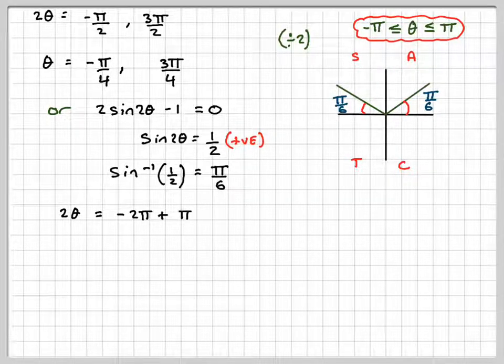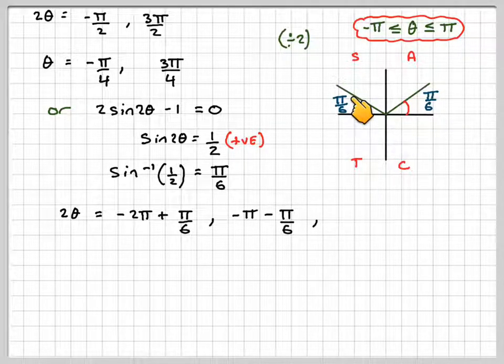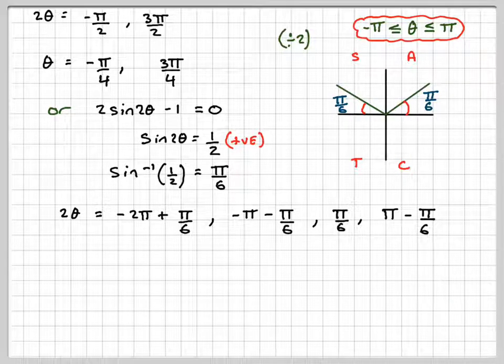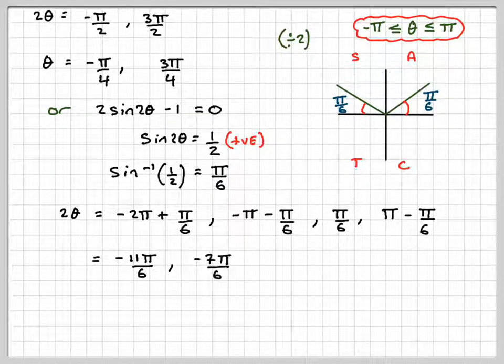So we're going to do minus 2 pi plus pi by 6, so it's going round 2 pi and then back again in that direction. Minus 2 pi minus pi by 6 will give me that one. Then going around this way we're going to get pi by 6, and pi minus pi by 6 will give me that one. Working this out, that gives me minus 12 plus 1, which is minus 11 pi by 6, then minus 12 plus 5, which is minus 7 pi by 6, pi by 6, and then 5 pi by 6.